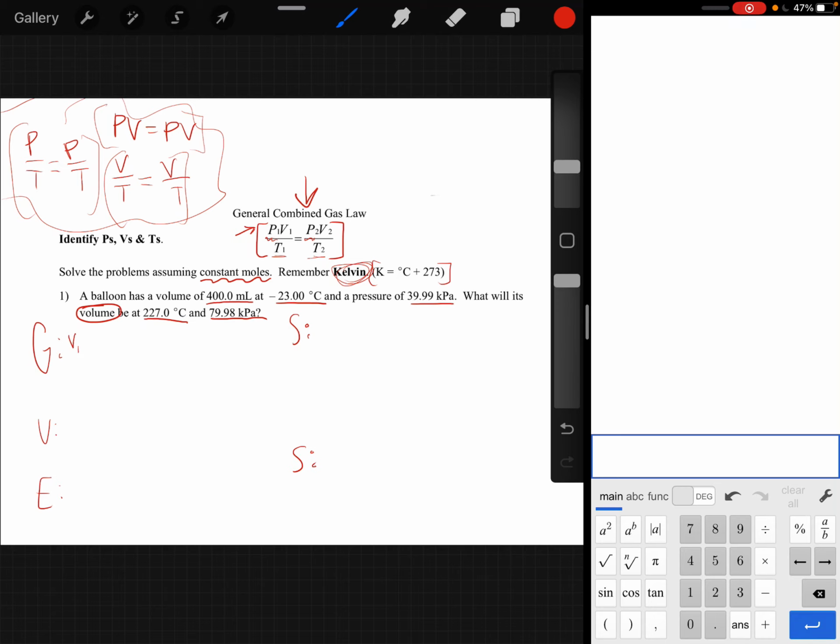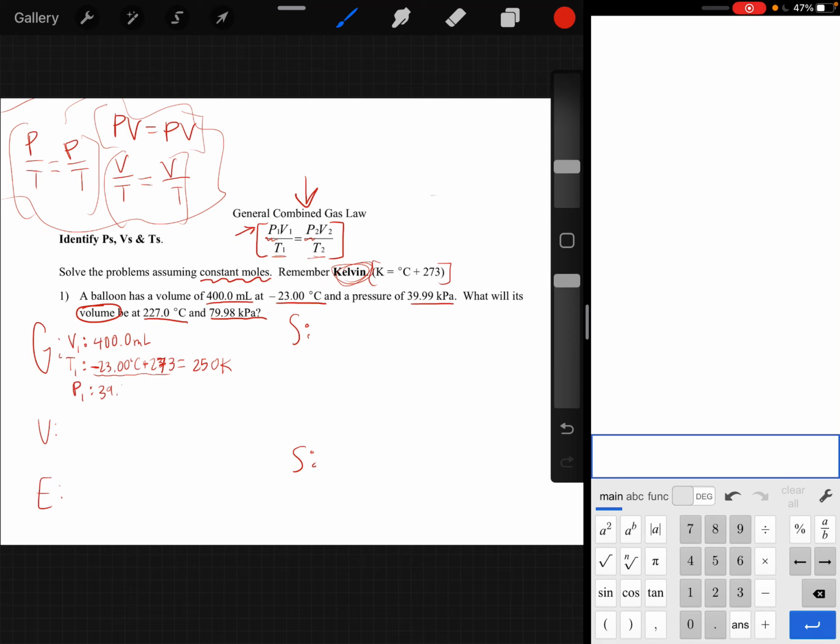I'm going to go ahead and start writing out what I've been given. So the first volume I was given is 400 mL. And then my first temperature that was given was negative 23 degrees Celsius. But I need to get myself to Kelvin, so I'm going to go ahead and add 273. And because this is a negative number right here, it's really saying 273 minus 23. But if you just plug into your calculator exactly what this says, you should get 250 Kelvin.